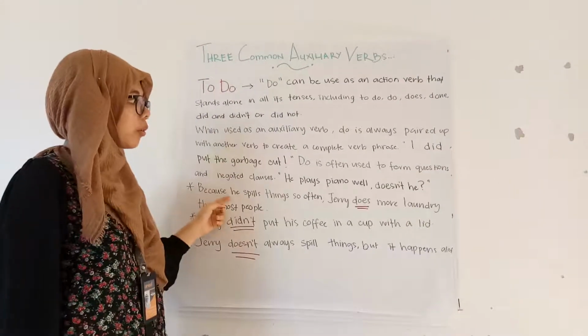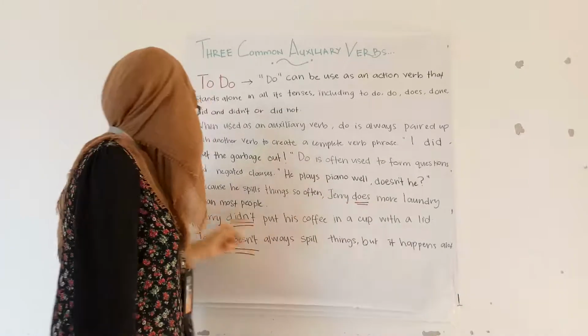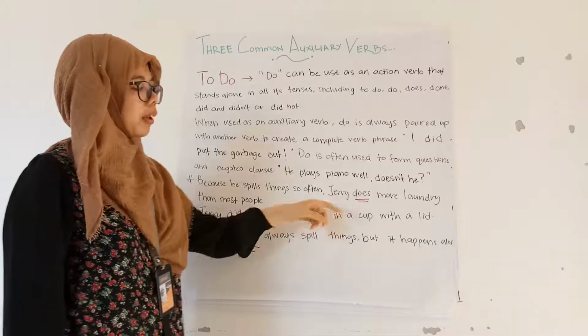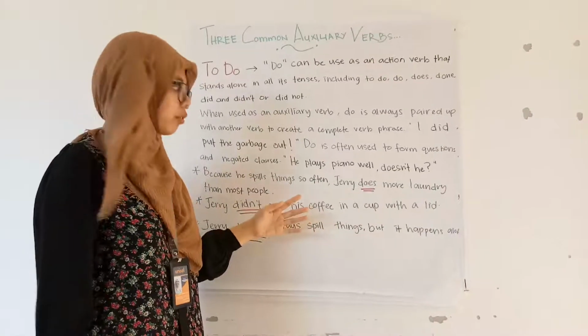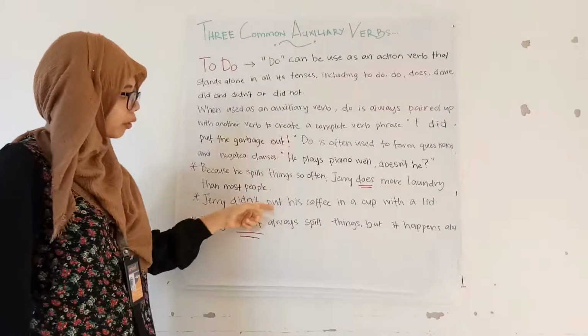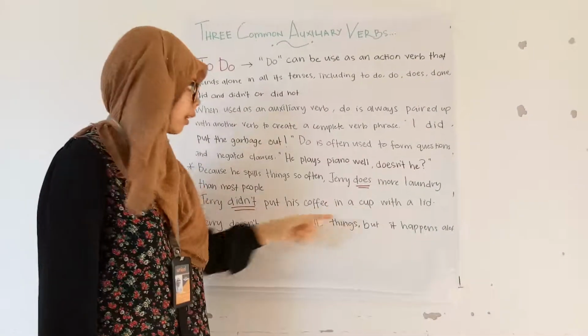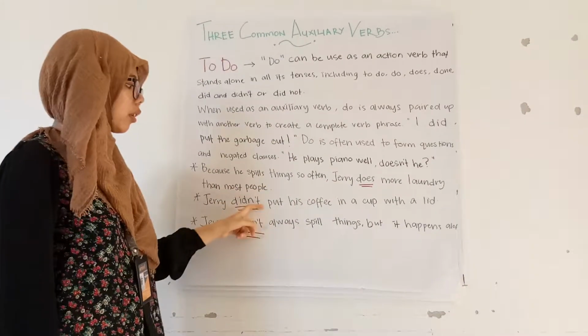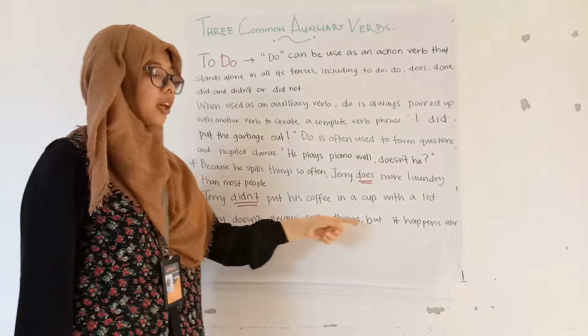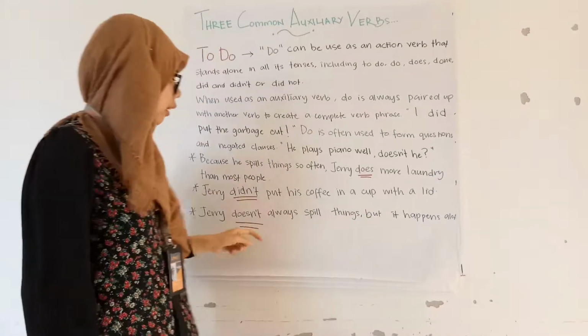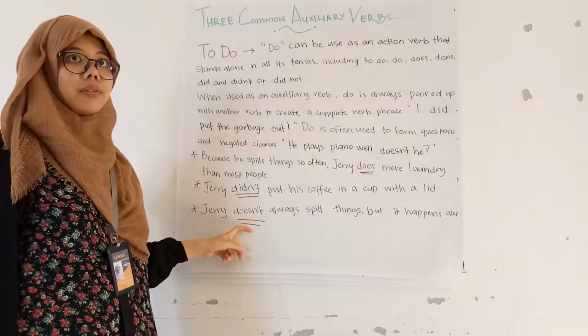So for this one, Jerry does more laundry than most people. It explains about the action verb, not an auxiliary verb. While Jerry didn't put his coffee in a cup with a lid, it explains about an auxiliary verb. So does Jerry doesn't always spill things, but it happens a lot. This is also an auxiliary verb.